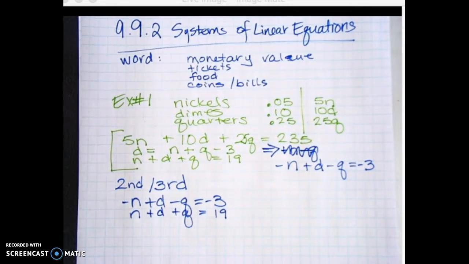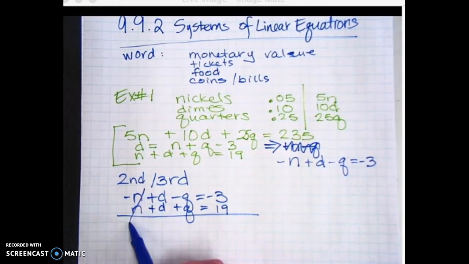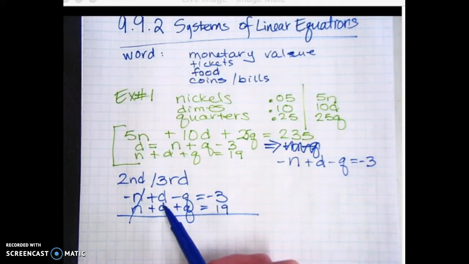And then we want to see if we can get it down to 2 variables. So these are opposites, they're going to cancel. Great. That's what we want to happen. Okay? We didn't even have to multiply by anything. Then everything else we're going to combine.